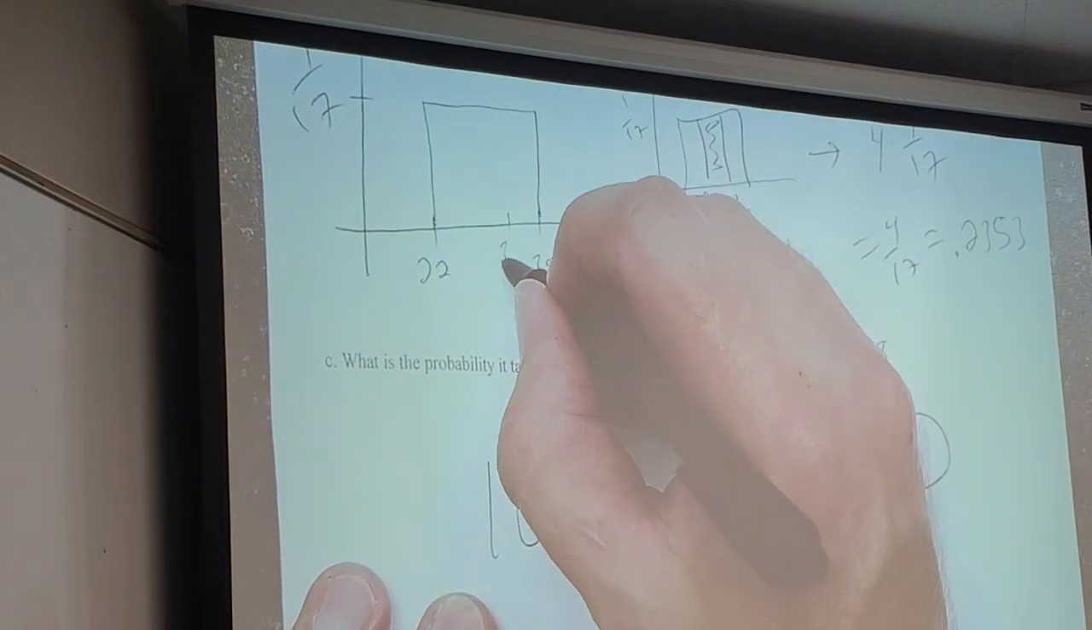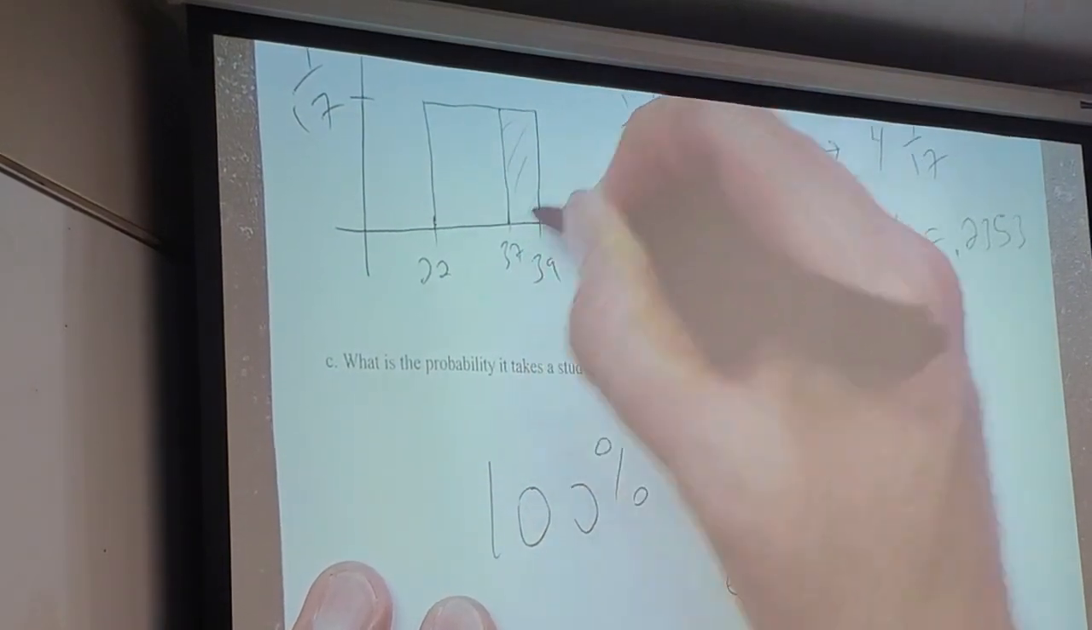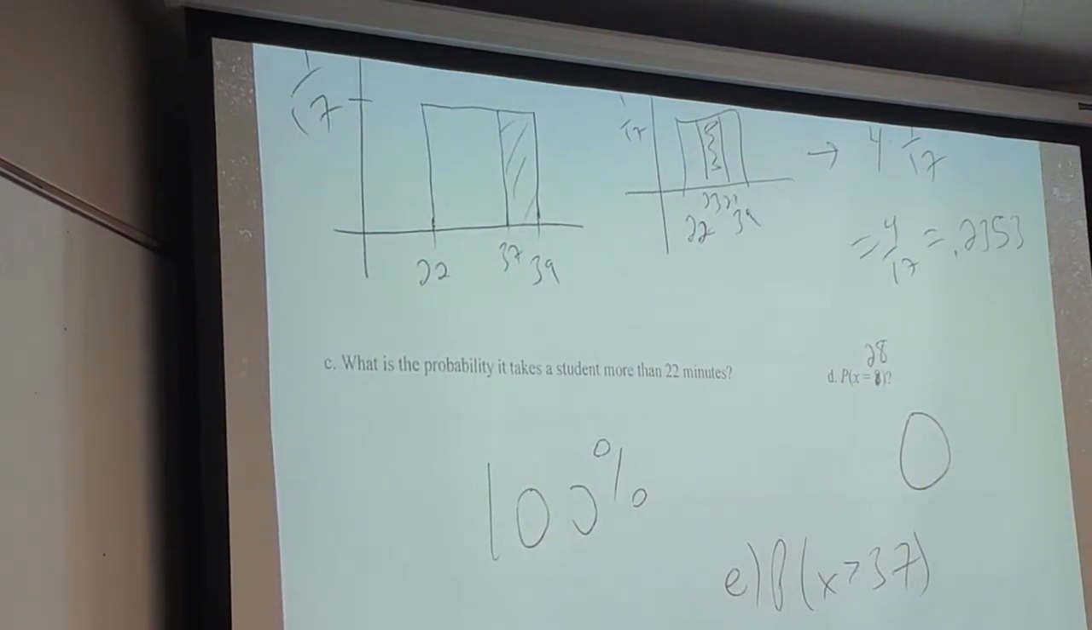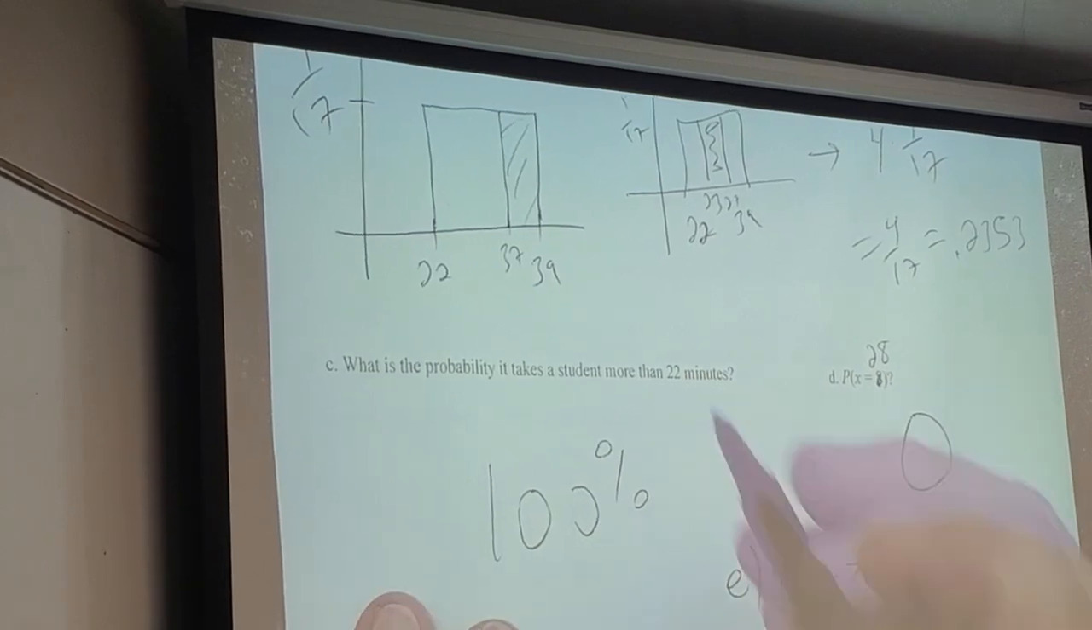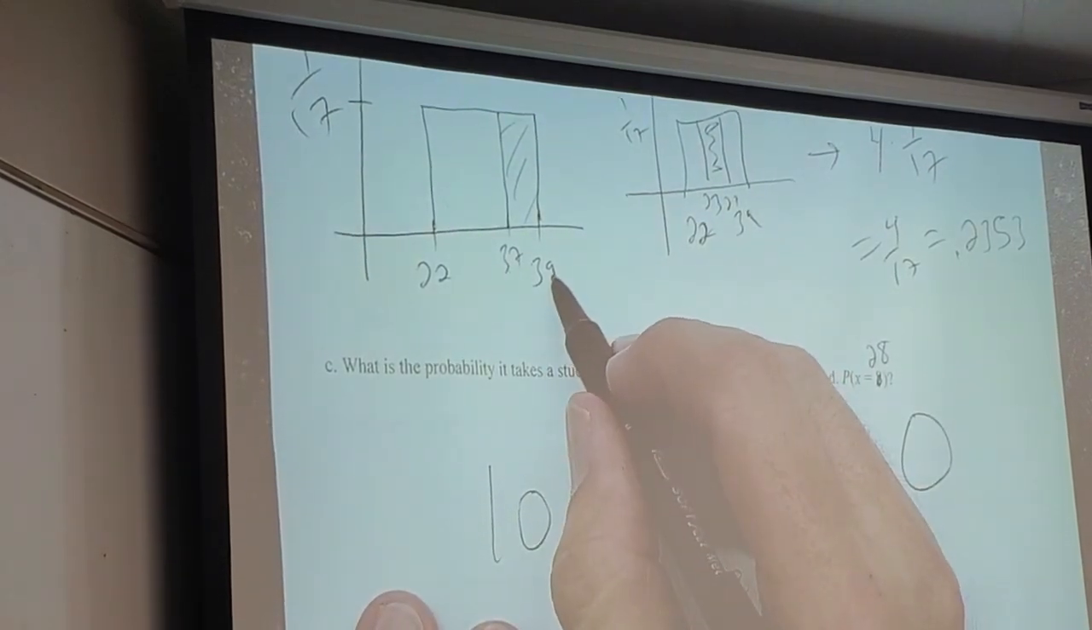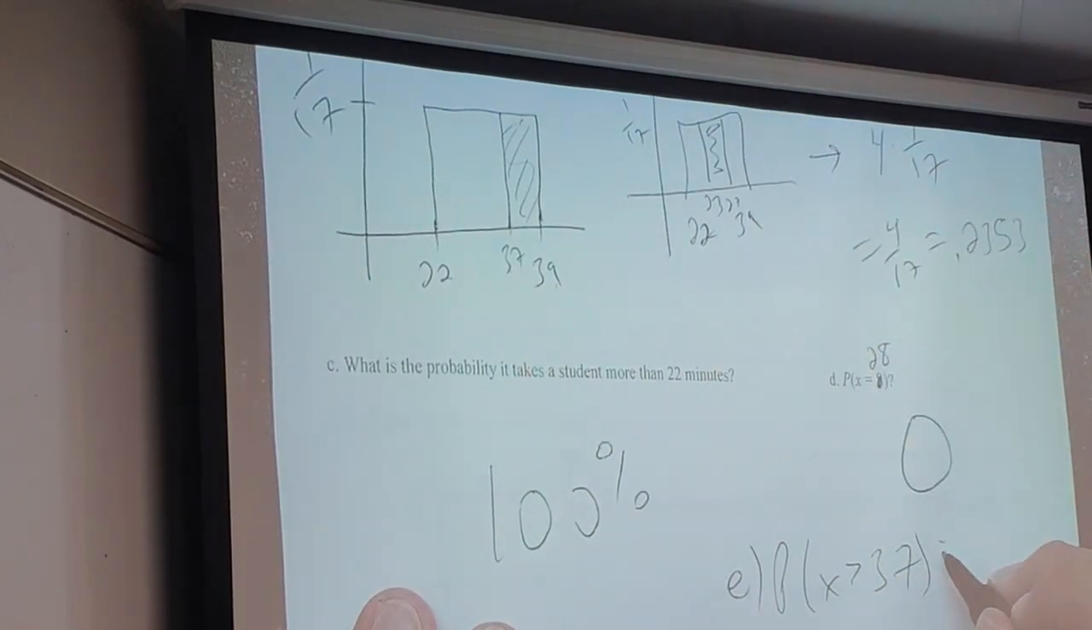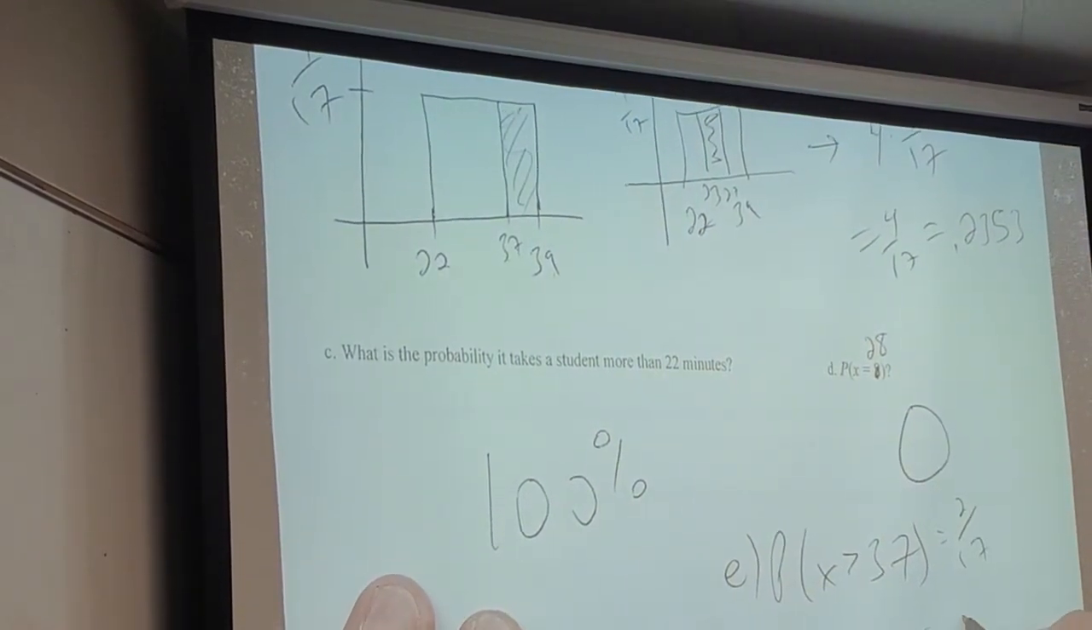37's right here, right? 2/17? Yeah. Greater than 37, so anything above 39 doesn't add anything. So it's basically 37 to 39. So the area of that would be 2/17.